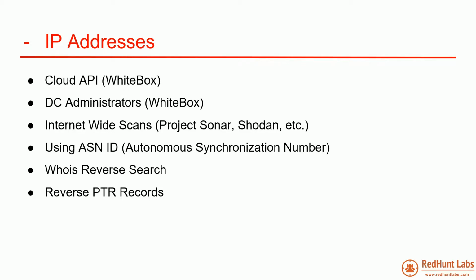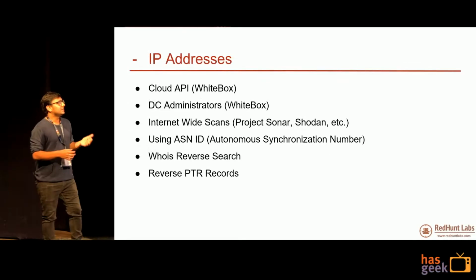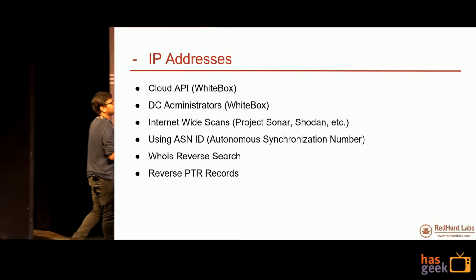Coming to IP addresses, a few of the sources, again not limited to these, but common sources from where you can fetch the list of IP addresses. You can use your cloud API if you are using AWS, GCP, or Azure. They give you APIs from where you can fetch the list of your IP addresses. If you have a hybrid system where you have a data center as well, you should contact your admins who can give you the list of IP addresses.